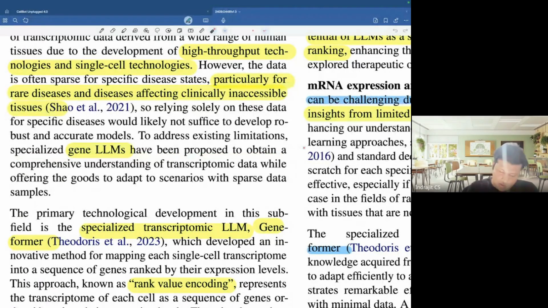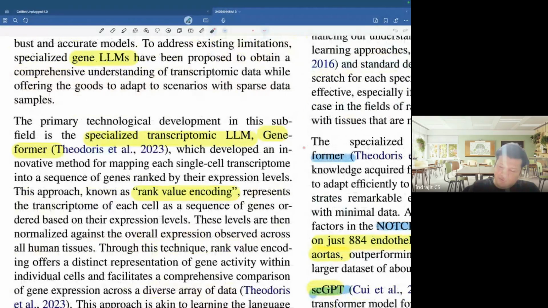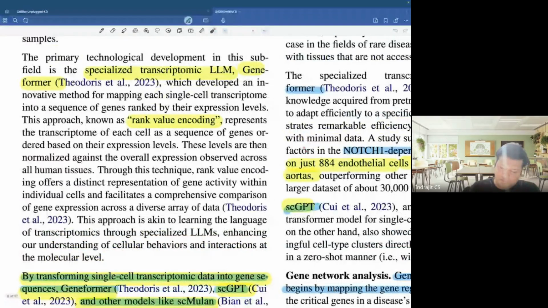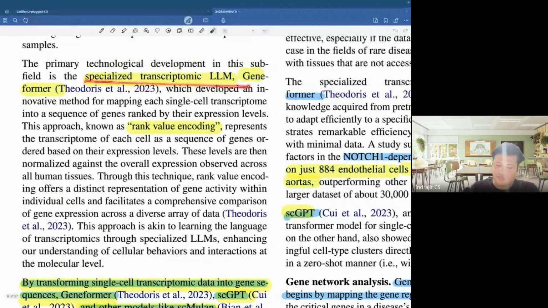The primary technological development in this subfield is the specialized transcriptomic LLM, or Geneformer. Last webinar, I talked a little bit about Geneformer, which developed an innovative method of mapping each single cell transcriptome into a sequence of genes ranked by their expression level. This is basically known as rank value encoding.